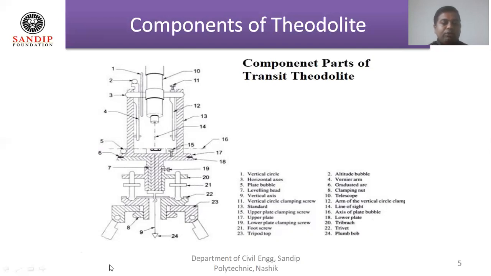And below this we have provided tripod stand which may be made up of metallic element or which may be made up of wood. So that tripod stand can be folded and can be packed and transported to site. And last is plumb bob. This plumb bob is used for centering purpose. So in this way, these are the different component parts of theodolite.